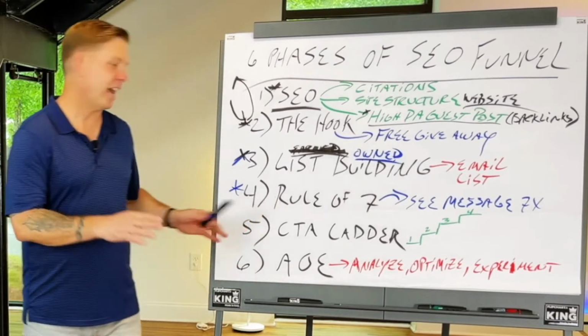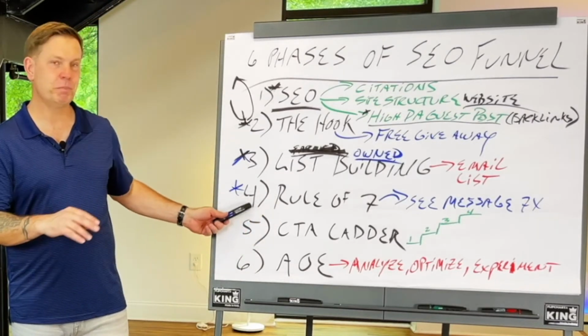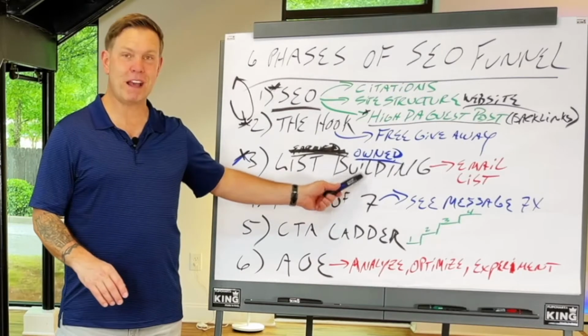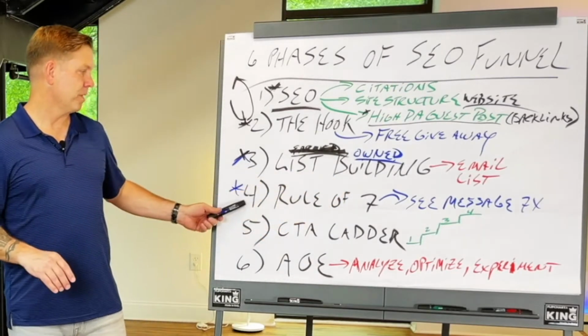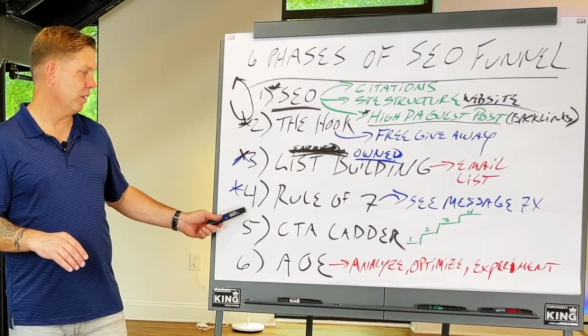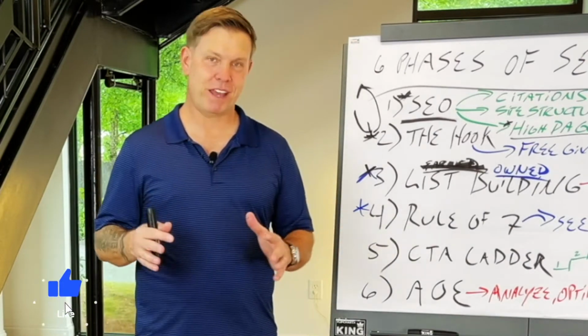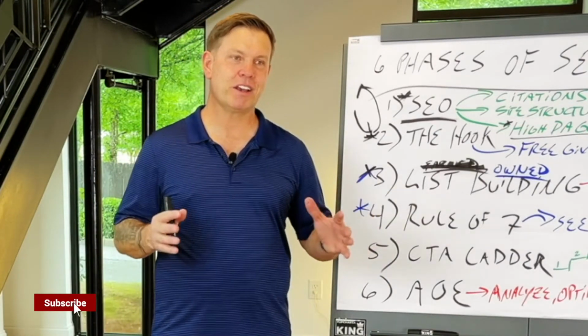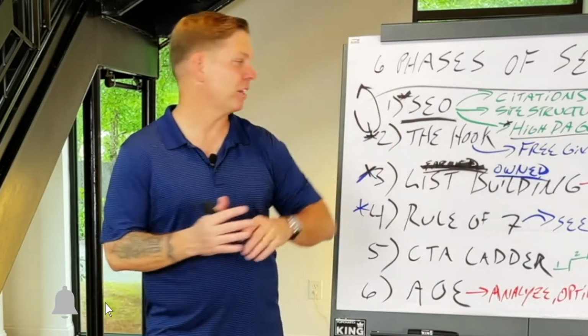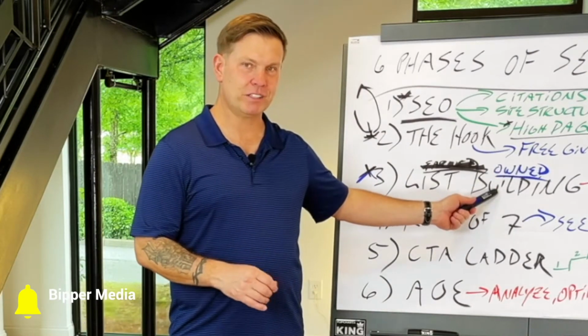So I've taken the rule of 7 and I have applied it to your email list. So now that you have your email list, you build out at least 7 emails, a sequence of 7 emails that just go out automatically to this email list, okay?